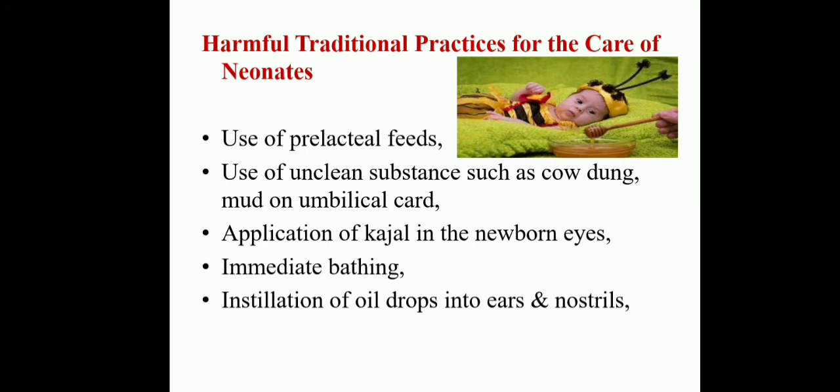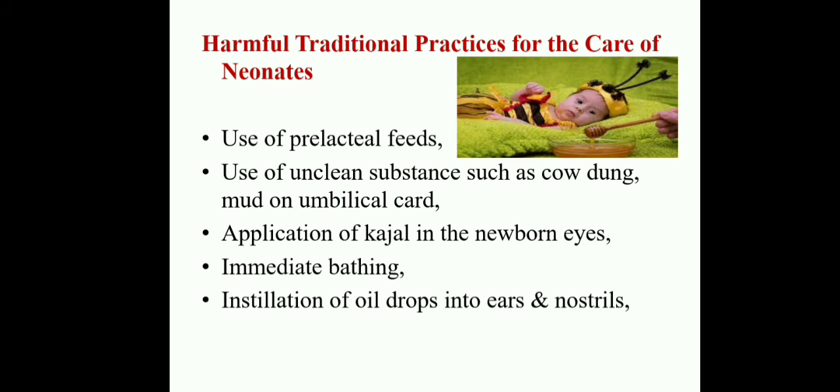And the next one is application of kajal in the newborn's eyes. Here they apply kajal to the baby's eyes, and it may be harmful for the baby's eyesight. That is also one of the harmful traditional practices.